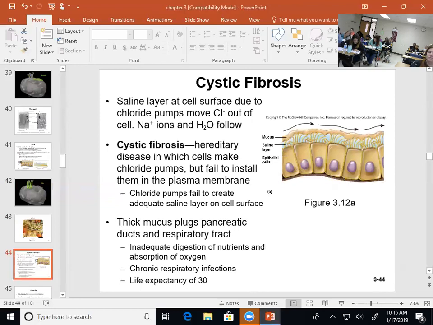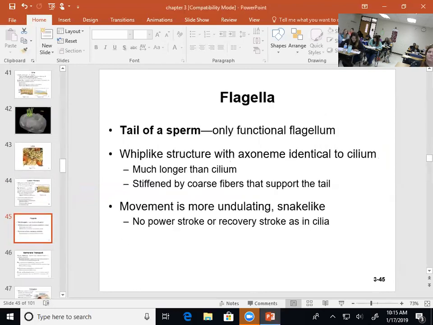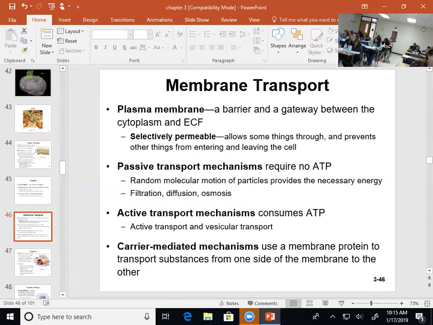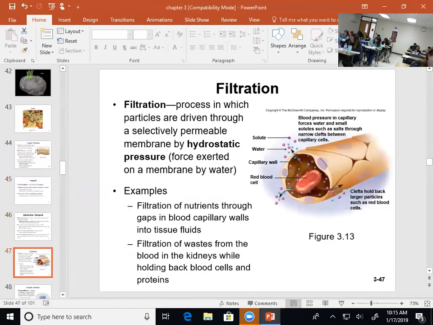Okay, so great. Flagella. The only human cell that has a flagellum is a sperm. And the sperm does have to move, right? It has a long way to go, and sperm really do. And so we'll talk more about that in the reproductive system.